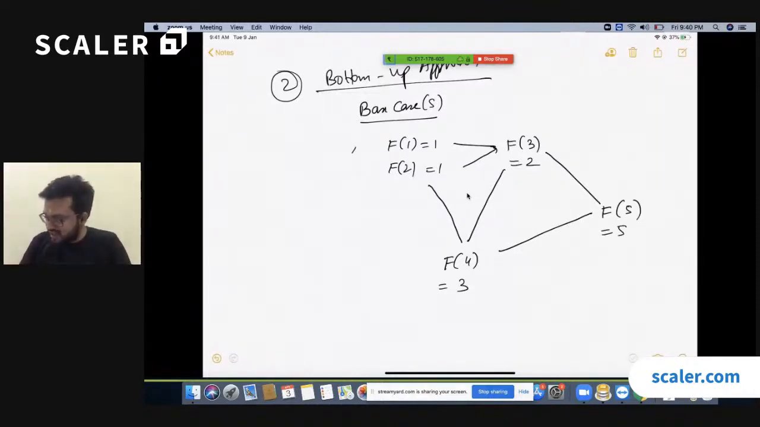So this was the first answer that you knew just by the base case. Second answer that you knew just by the base case. The third answer that you computed was this. The fourth that you computed was this. The fifth that you computed was this.